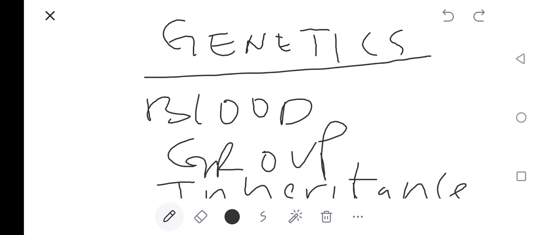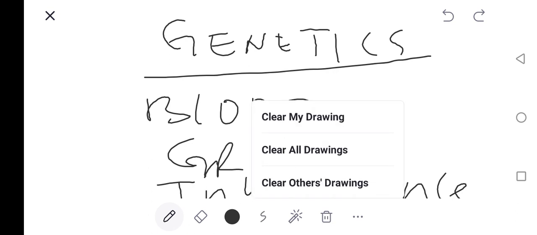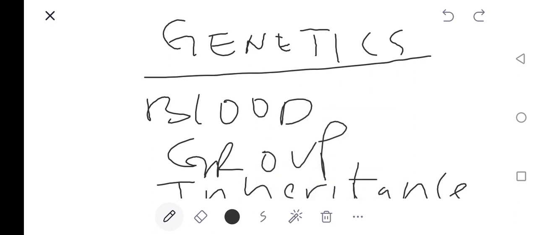So, today we'll end with the blood group inheritance. We all know the major functions of blood: it transports oxygen and other things. So now we want to know how we can inherit blood group.